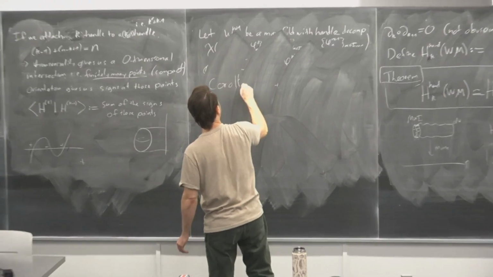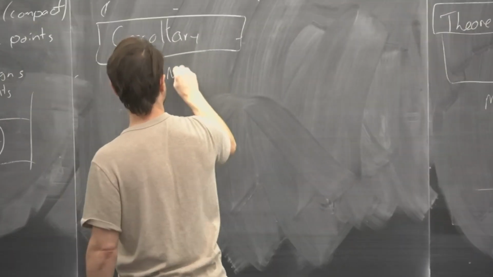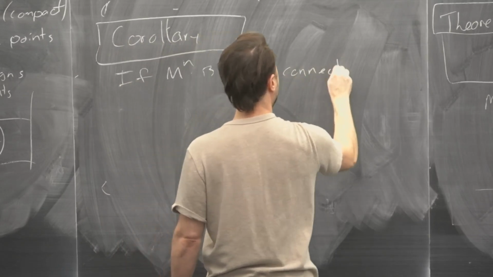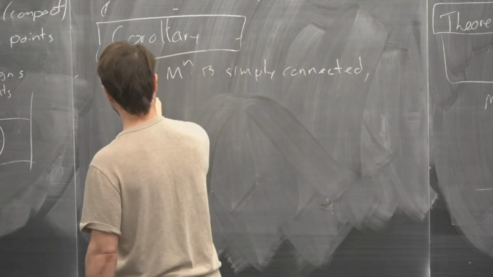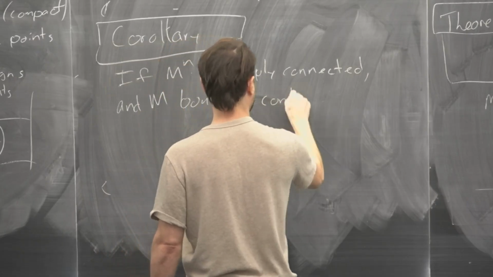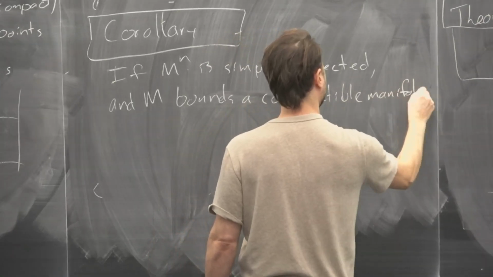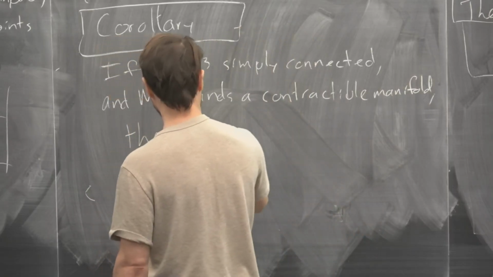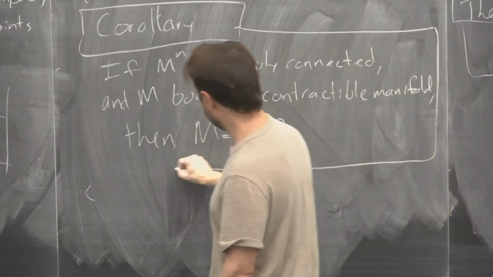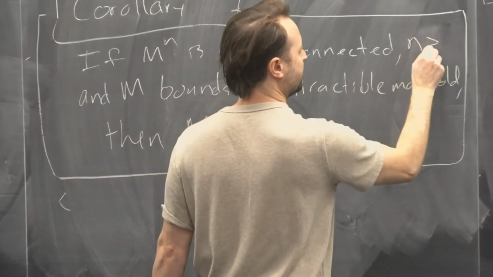Well, a corollary of the h-Cobordism theorem: if M is simply connected, and M bounds a contractible manifold, then M is diffeomorphic to the standard sphere. This is from the h-Cobordism theorem, so n is greater than or equal to 5.